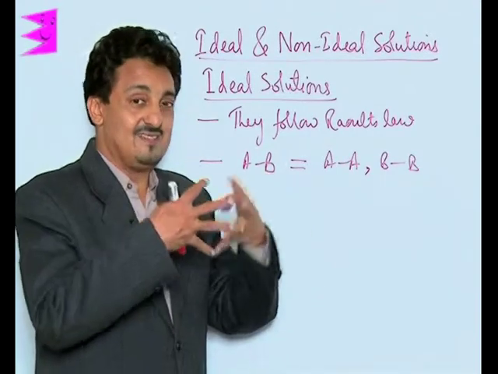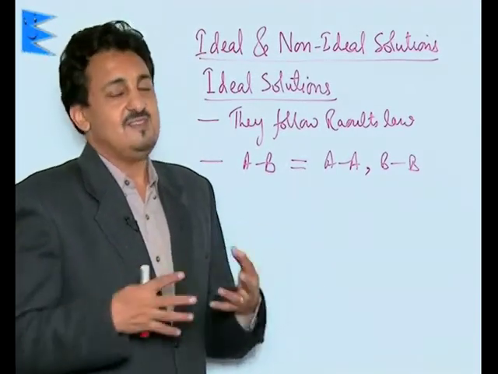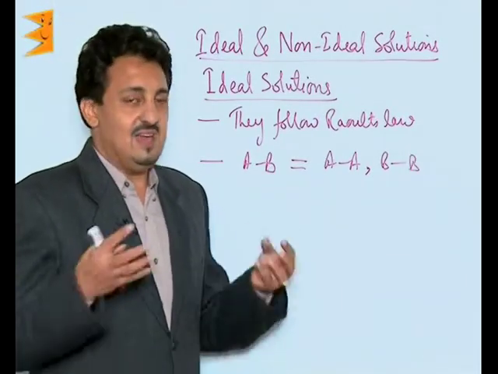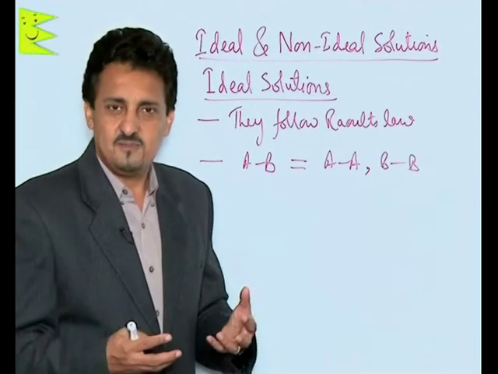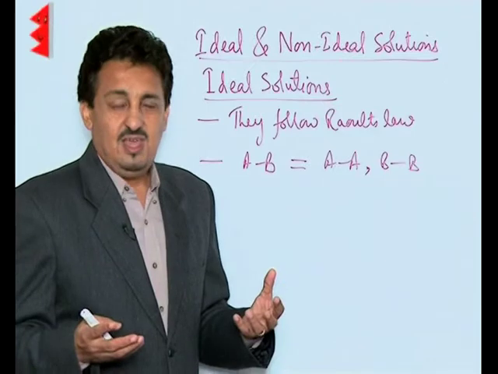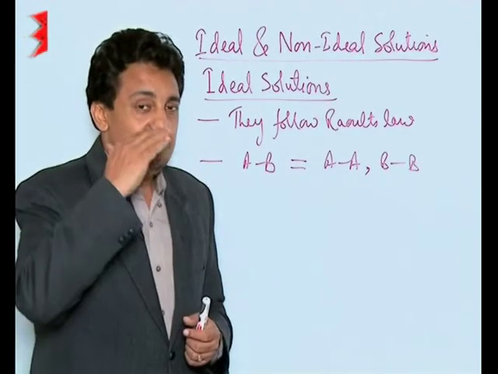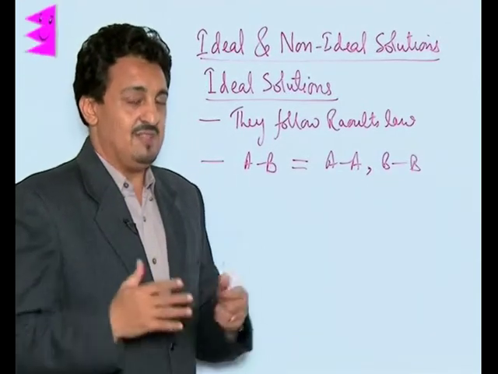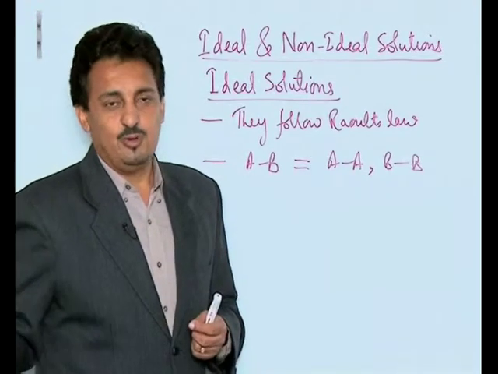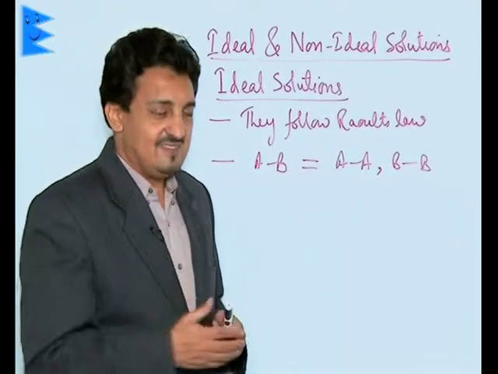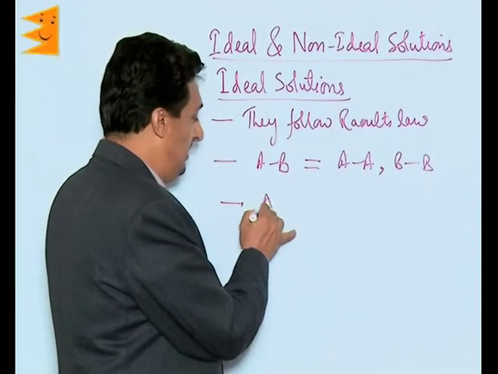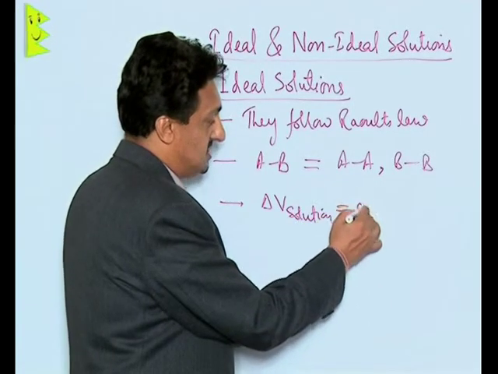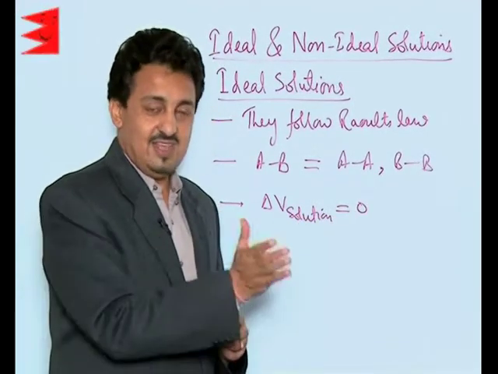When the forces are similar, they behave in a very similar way as they have been behaving when they were present alone. The presence of one another doesn't affect them, so they show the same behavior. And that is why the graphs vary linearly, because they are behaving as they have been in their pure state. Now in such cases, that is why there is no net change in the volume of the solution. So ΔV mixing is always equal to 0. Neither the volume gets increased nor decreased.